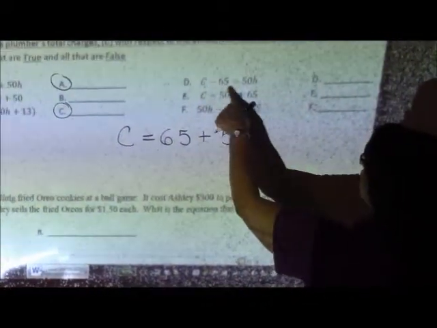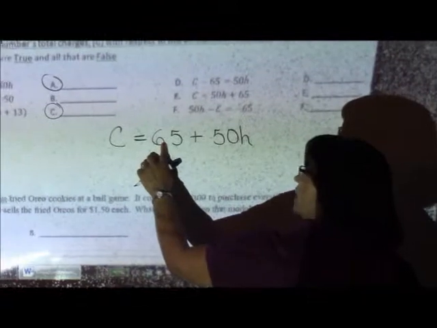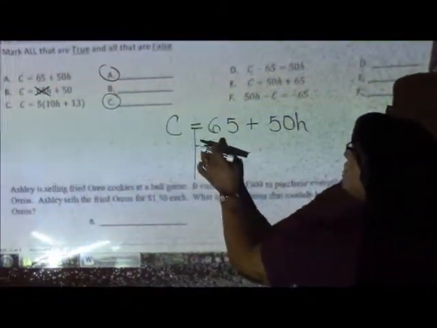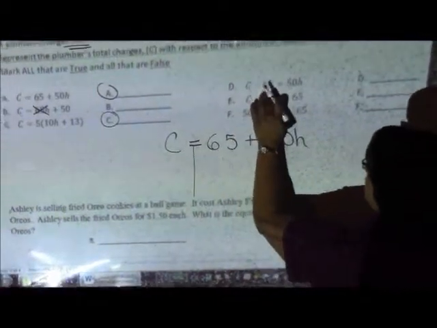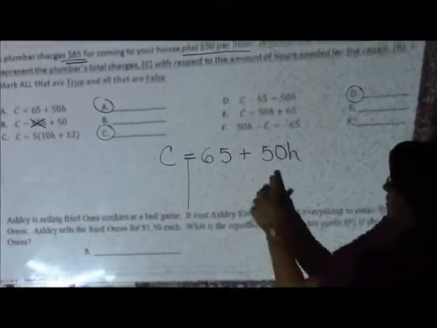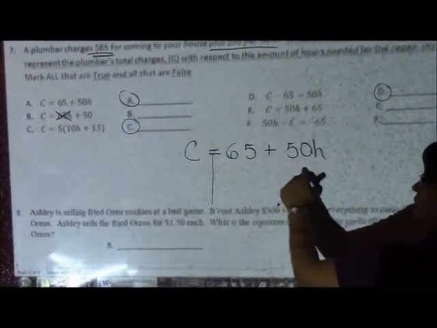C minus 65 equals 50H. If we take 65 from this side of the equal sign and move it to the left, we have to subtract. That's what they did here. And so definitely D is good. C equals $50 per hour plus 65. All they did was switch the numbers.